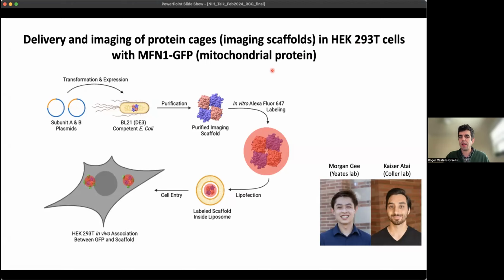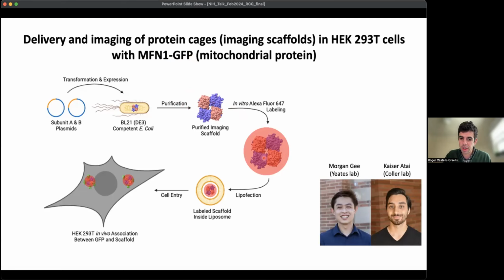But now the question is like, can we make these cages go to a specific place in the cell? Can they target, for example, an organelle like mitochondria? So for this experiment, we used MFN1, which is a membrane protein from the mitochondria, which was fused to GFP. And this GFP was exposed on the cytoplasmic side. So it was accessible. And then we did the same experiment.